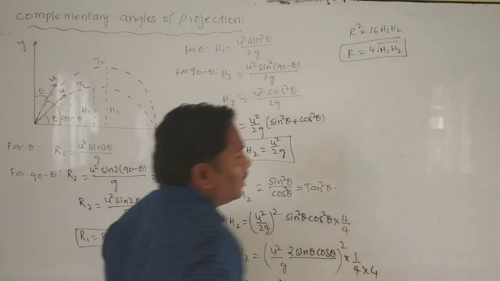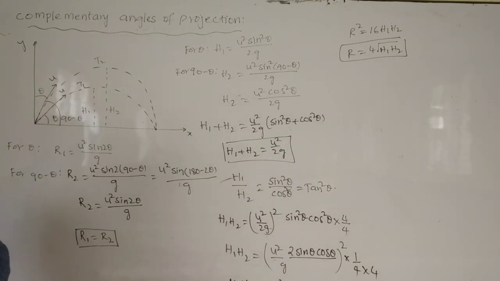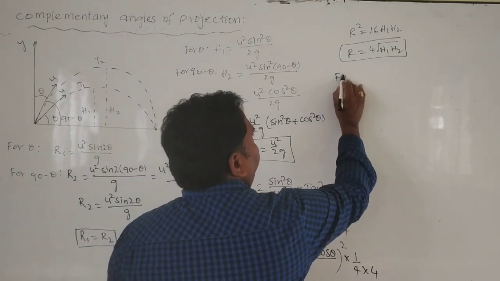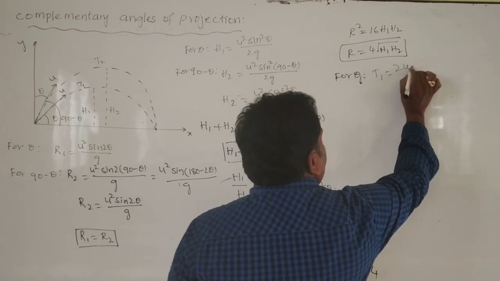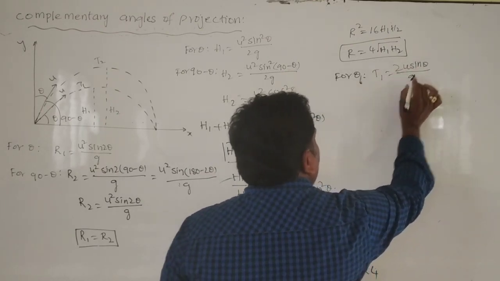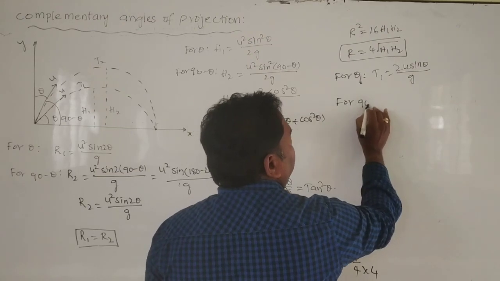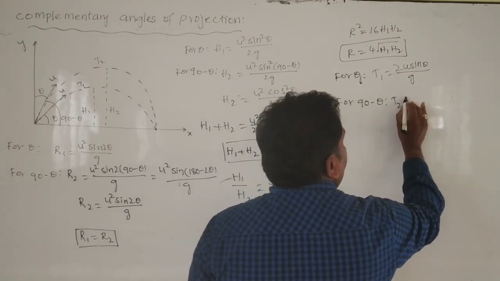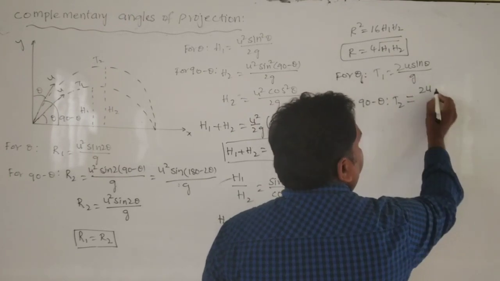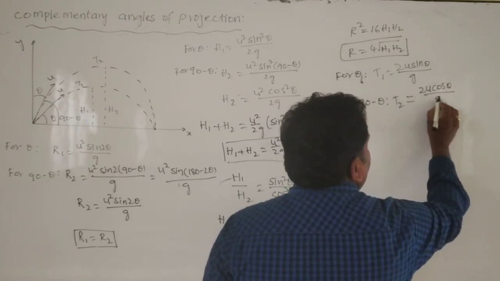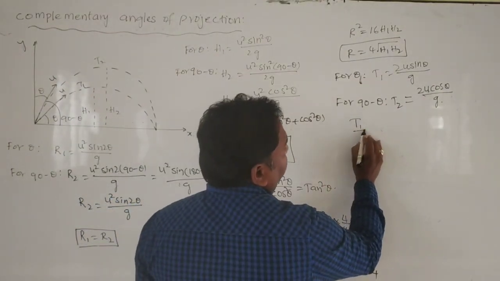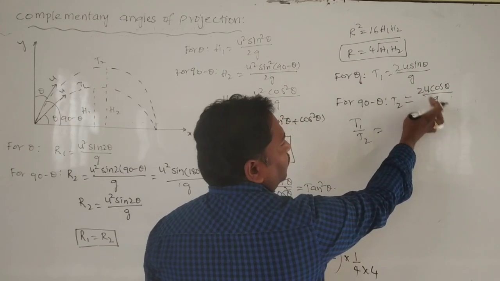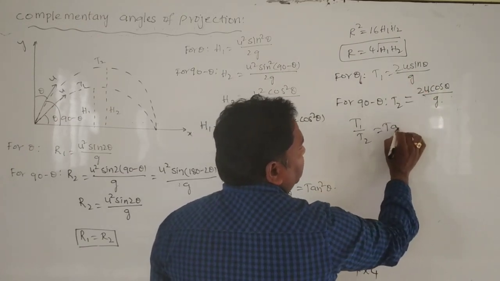This is the formula. Next we are going to write the time of flight for theta. Time of flight t1 is 2u sin theta by g. For 90 minus theta, t2 equals 2u cos theta by g. So when we take t1 by t2, 2u by g cancels and we get tan theta.